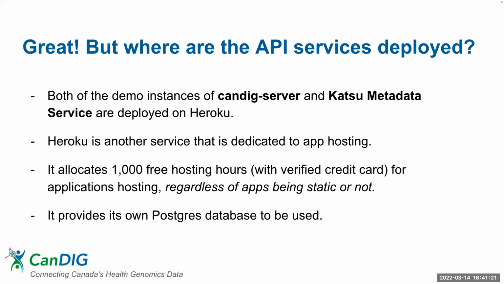Their model is different. They essentially give you 1,000 hours per month to host any applications. It doesn't need to be static. It can be dynamic, it can be APIs, but it can also be static, and static apps also consume the same pool of hours. One thing good about it is it has a built-in Postgres database, and I actually do use it for the Katsu service. The CanDIG server uses a different database, and that was a bit of a hack, which, if there's time in future, I'll talk about.